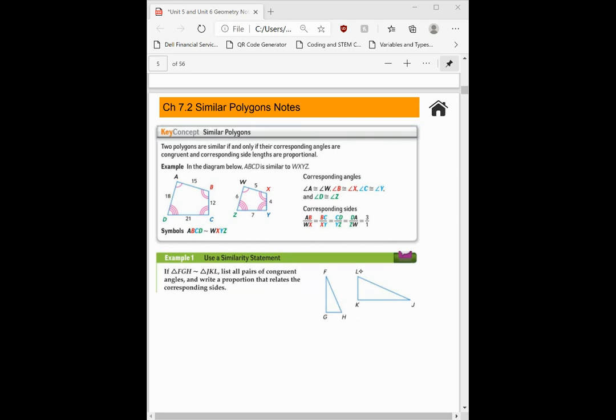Okay, so let's go ahead and look at the first example. First, we have to list all the pairs of congruent angles and write a proportion that relates the corresponding sides. So first, we have triangle FGH is similar to triangle JKL. Well, based off the location, that tells us what angle is going to be congruent. So angle F is congruent to angle J because they're first. Angle G is congruent to angle K because they're second. And angle H is congruent to angle L because they're third.